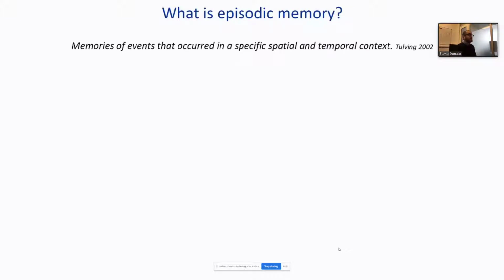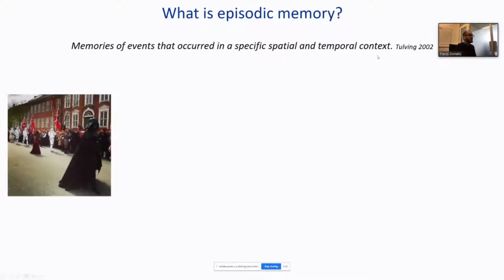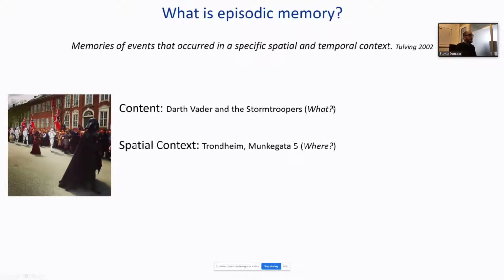An episodic memory is a memory of an event that occurred to yourself in a specific spatial and temporal context. If we go back to the image that you showed before, 3 different elements distinguish this particular experience. The content of what this particular experience is about, the fact that I saw Darth Vader and Stormtroopers, responding to the question, what? The spatial environment in which this memory was actually created, so the fact that it was in Trondheim, specifically Munkegata 5, and the fact that this happened on 17th of May of 2016.